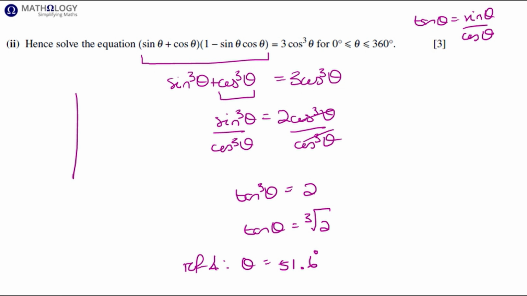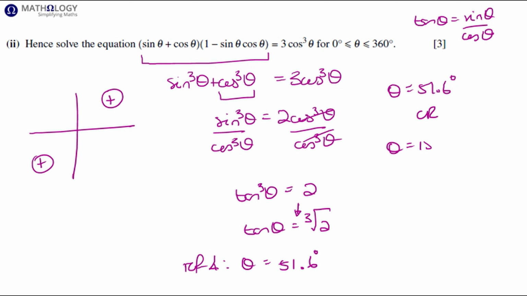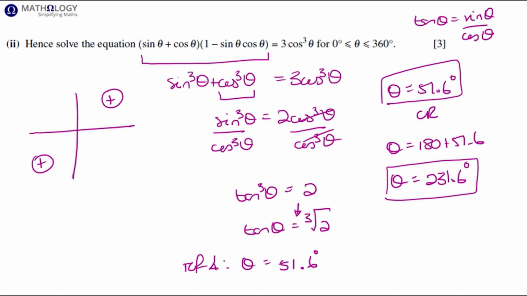Now the solution to this equation lies between 0 and 360 degrees. The ratio for tan theta is positive, which means the solution lies in the first quadrant or the third quadrant where the ratio tan is positive. So theta equals 51.6 is the first solution, since it is the acute angle in the first quadrant, and the second solution will be 180 degrees plus 51.6, so theta will be 231.6 degrees. So these are the two solutions to the trig equation.